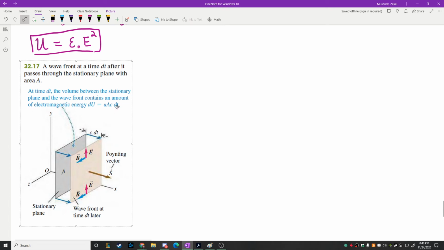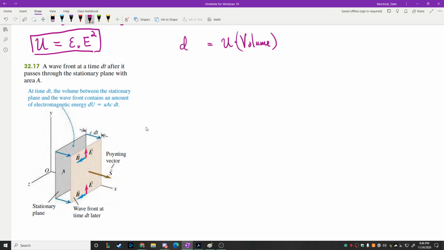And what we're going to do is use this equation that they've written right here. And we're going to say that the volume between the stationary plane and the wavefront is going to contain an amount of electromagnetic energy that's going to be equal to this. And why is it equal to this? Well, we know that the energy density is u. And energy density is energy per unit volume. So if I multiply this times volume, then I'm going to get the amount of energy that's contained within this region of space here.